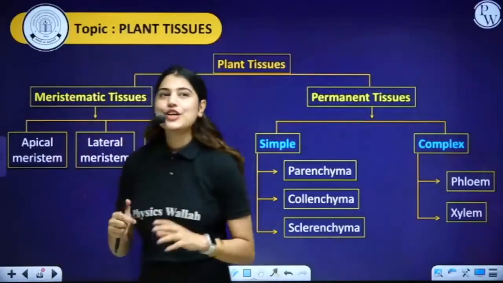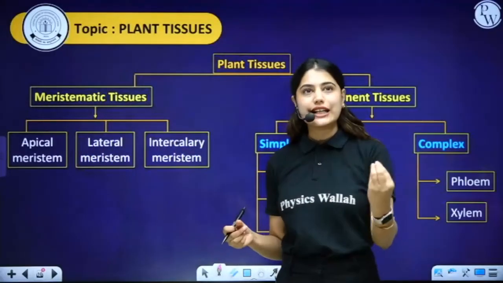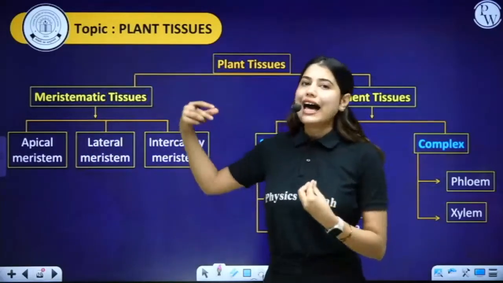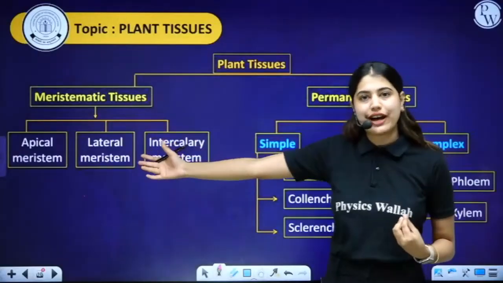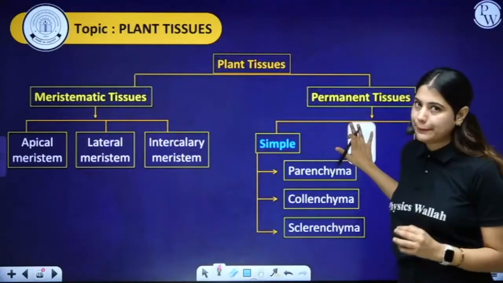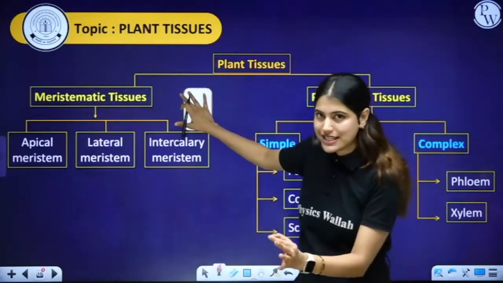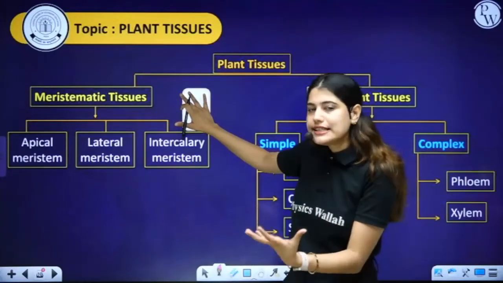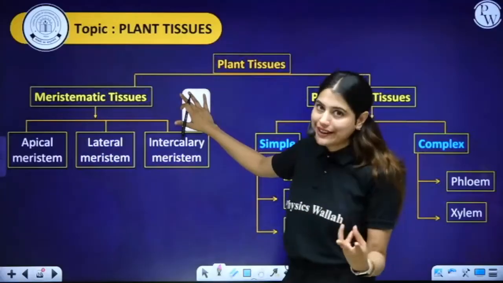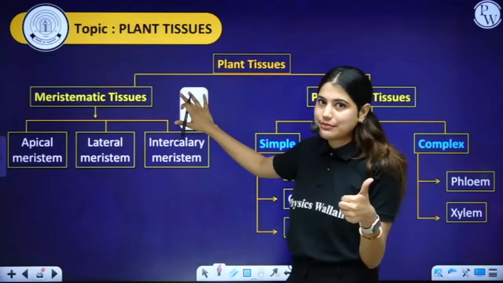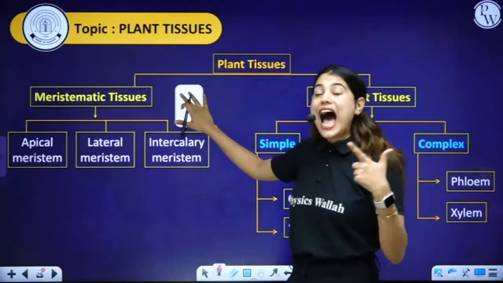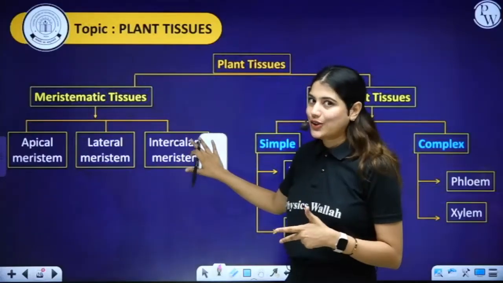Okay, so basically plant tissues are divided into two types. Either they have the ability to divide or they do not have the ability to divide. So if they have the ability to divide, they are called meristematic tissues, and meristematic tissues are further of three types, that is apical meristematic tissue, lateral and intercalary meristematic tissues.